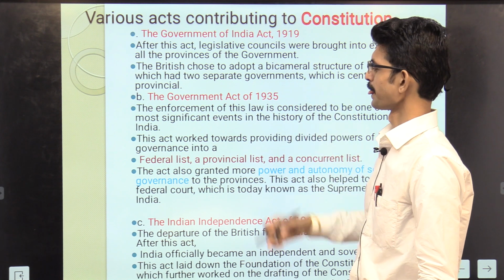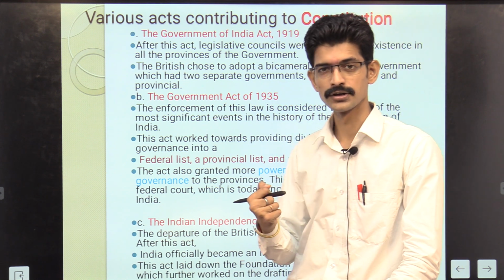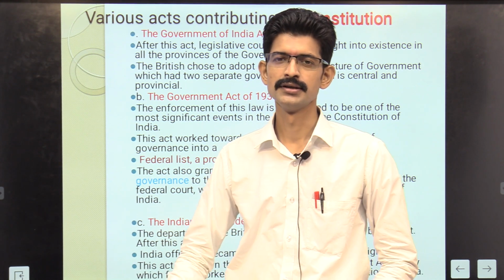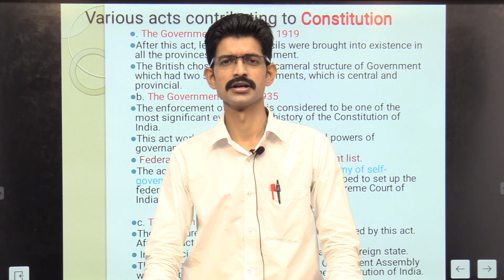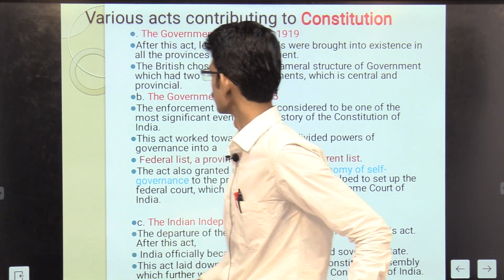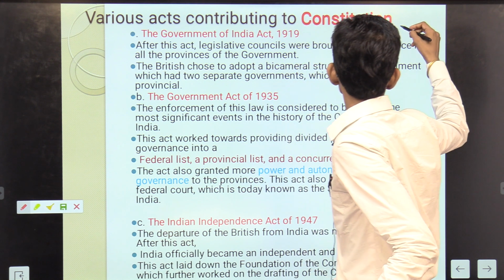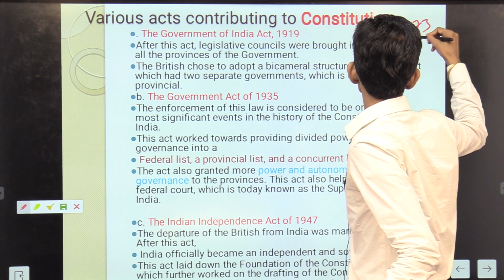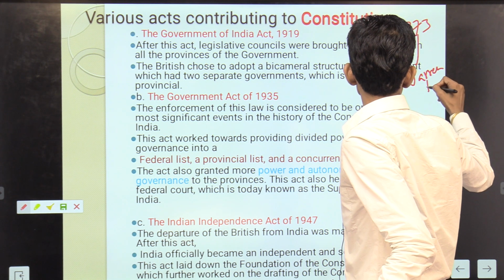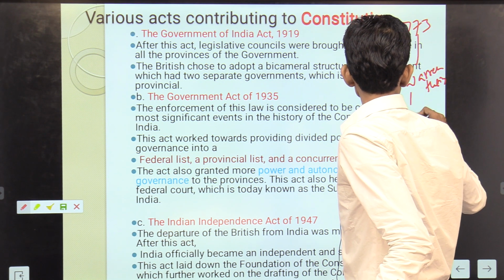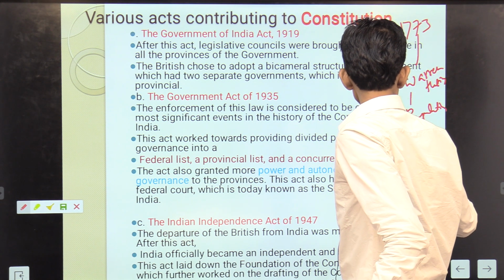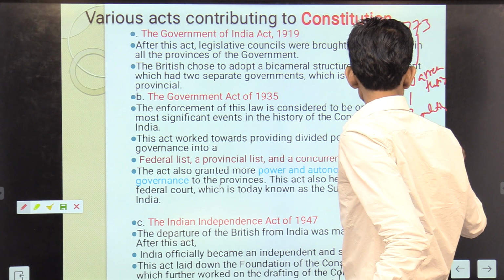Other acts that led to the development of the Indian Constitution in the beginning, which we need to discuss, is we saw that there was the Regulating Act of 1773 under Warren Hastings. Okay, in 1773 Warren Hastings created the Regulating Act under which the Supreme Court at Calcutta was established.